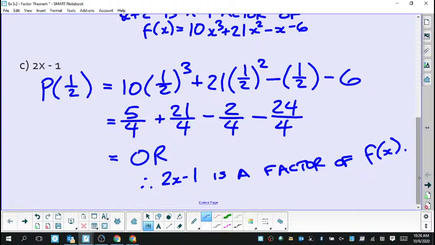These therefore statements are important. I don't just want you finding the remainder, I want you to tell me what that means. Okay? Yes, factor theorem is finding the remainder, but then it's taking it one step further with a therefore statement.